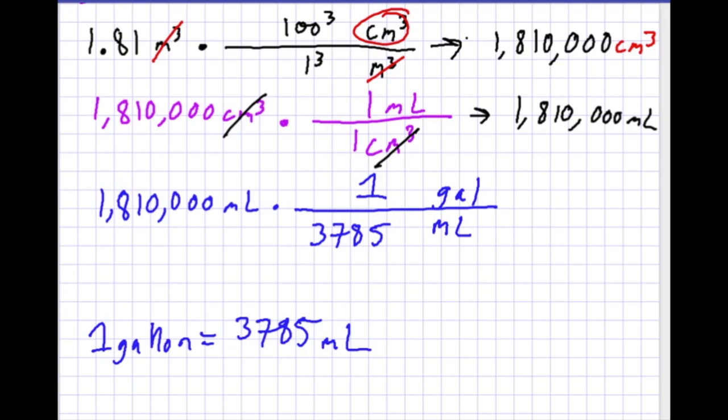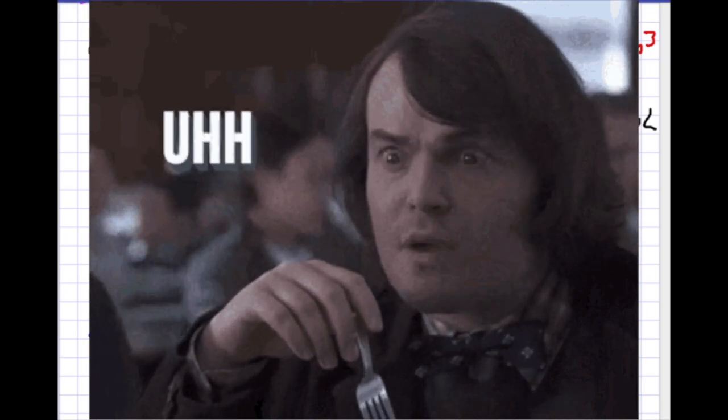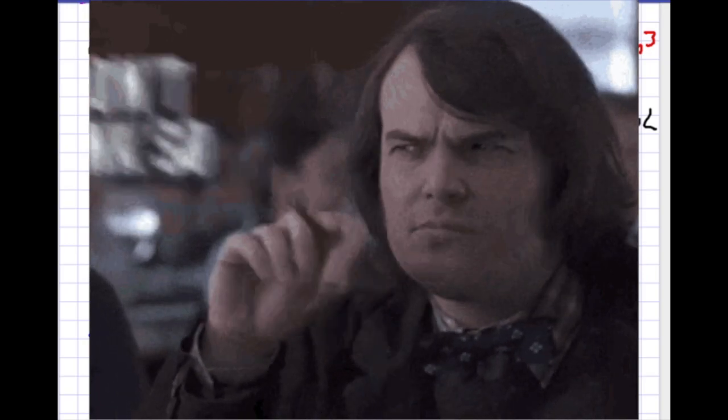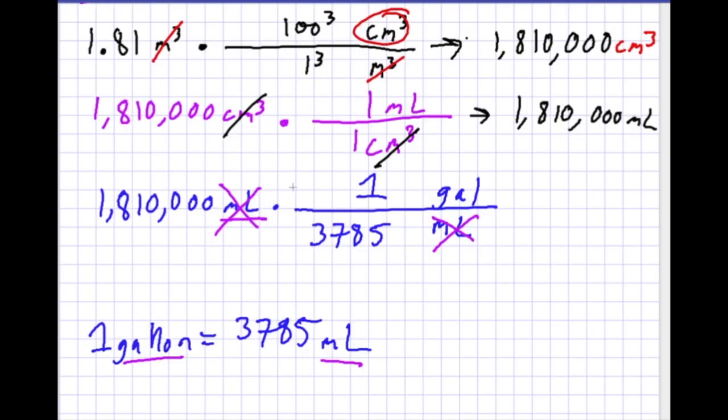Do I square these though? Well, if I look at my conversion here, I have gallons and milliliters. If I look here, I just have milliliters. So no, you do not square them. Milliliters cancels out with milliliters. Now I just multiply through. I get 1,810,000 divided by 3,785. That's going to give me 478 gallons.